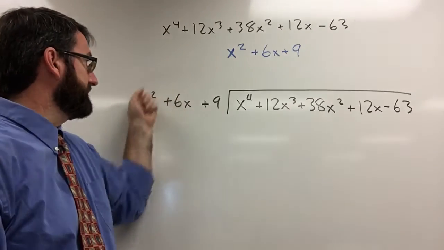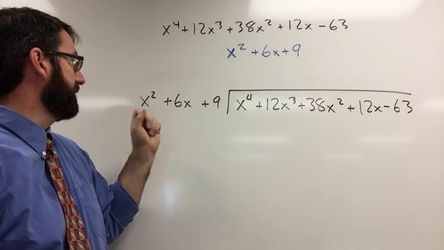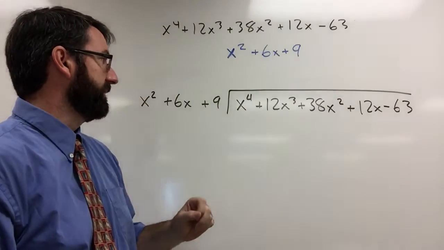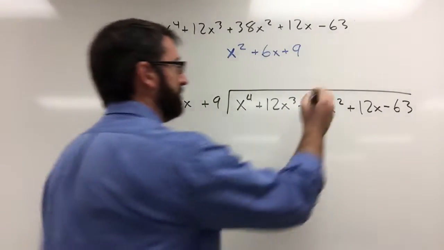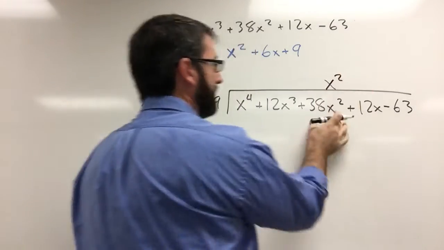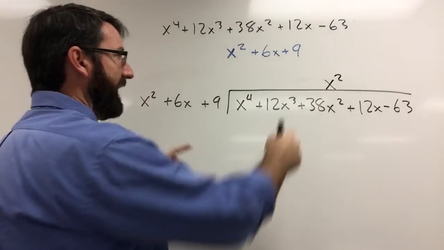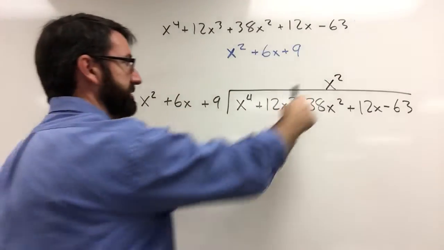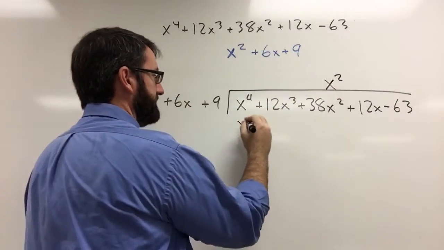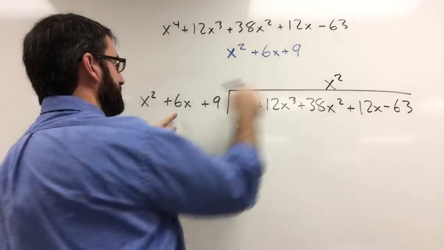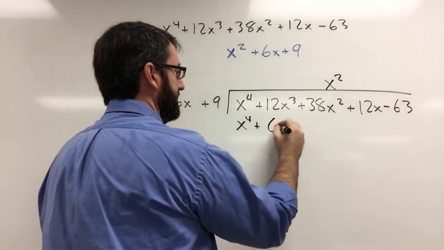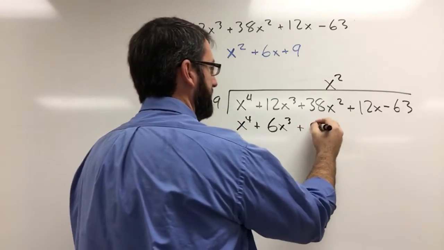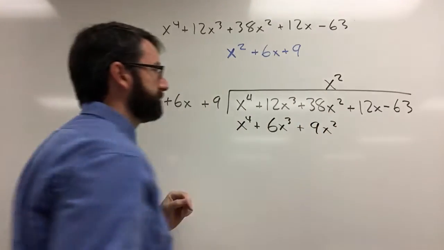And we're going to start with this x squared term. What do we have to multiply x squared by to get x to the 4th? Well, that's going to be x squared. So we're going to put that x squared above this x squared term, and then multiply this x squared by this entire expression. So x squared times x squared is x to the 4th. x squared times 6x is 6x to the 3rd. x squared times 9 is 9x squared.